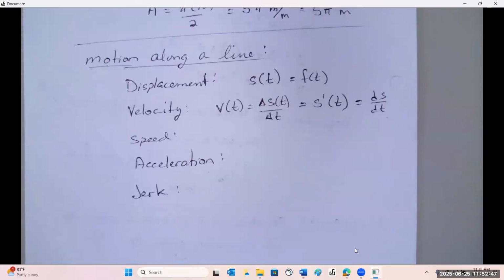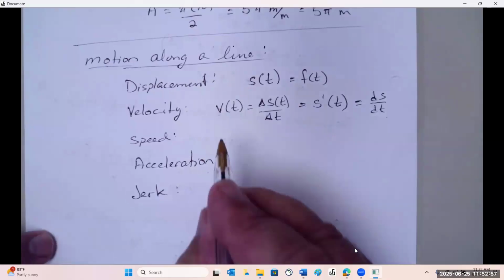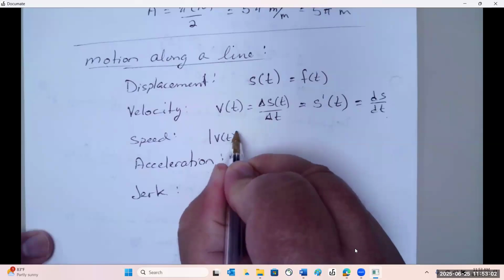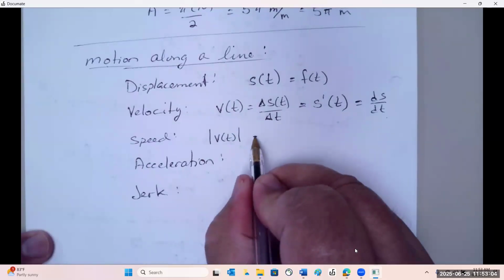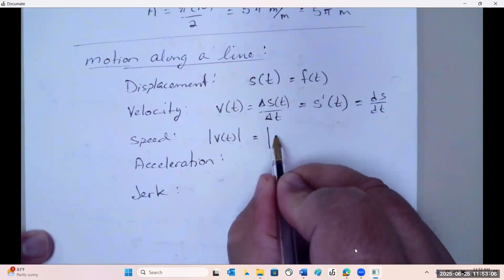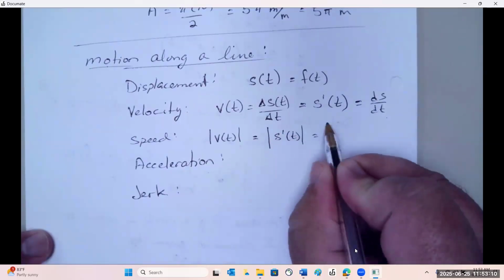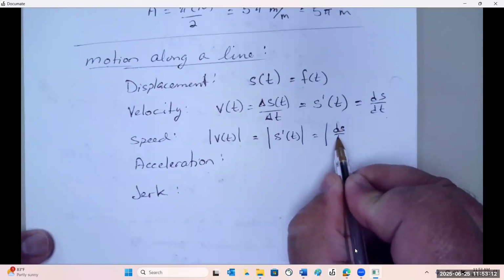Again, your car doesn't tell you you're going negative. If you ever look at your speedometer when you're going backwards, what does it do? It still goes in the positive direction, because now your car is interested in your speed. The speed is the absolute value of velocity, which is the absolute value of s prime of t, which is the absolute value of ds/dt.